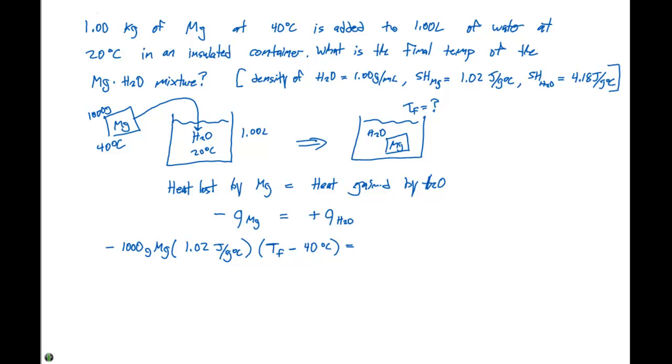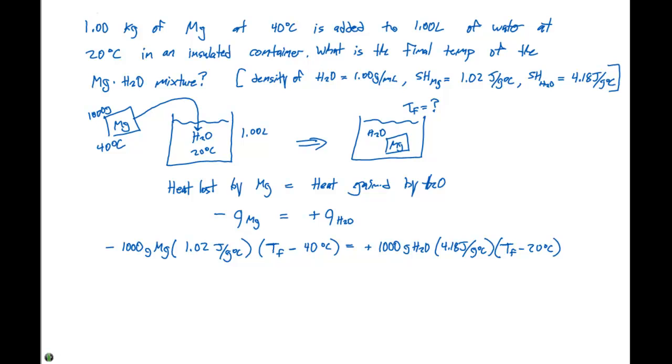This is going to equal the Q of the water, which is the mass of the water times the specific heat of the water times the change in temperature. So that's going to be equal to positive 1,000 grams of H2O times the specific heat of water, which is 4.18 joules per gram degree Celsius, times the change in temperature, which will be the TF minus the TI, and our initial temperature of the water is 20 degrees Celsius.